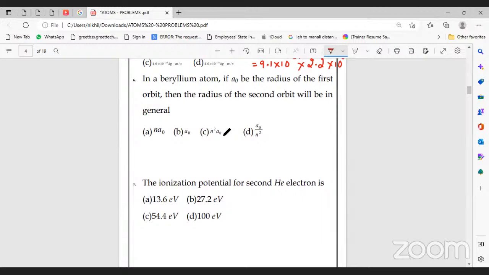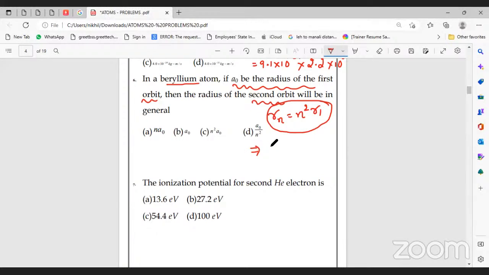In a beryllium atom, A0 is the radius of the first orbit. Then what is the radius of the second orbit? It's very quite simple, right? Radius of the nth orbit is given by the formula n squared times the radius of the first orbit.